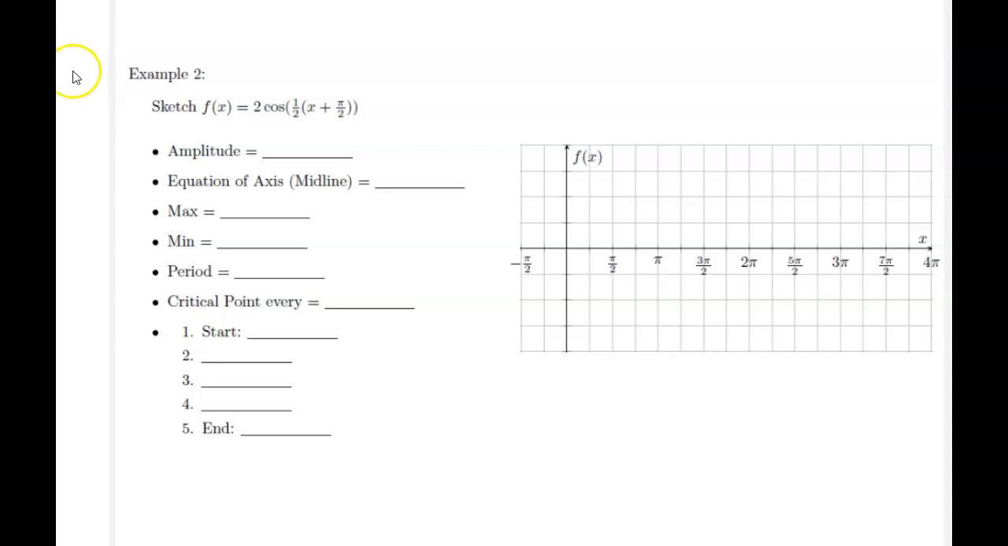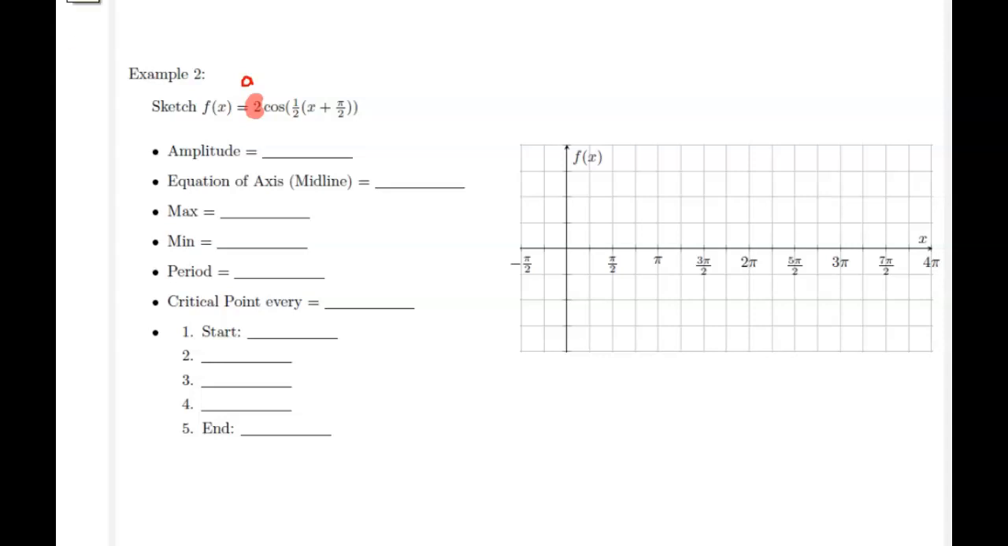In this example, we are going to be sketching a cosine function. So let's go through and list all of the different transformations that we can find in this equation. So we're going to first start off with our value of a. Now this is our value of a right out here, which means my a value is going to be 2.